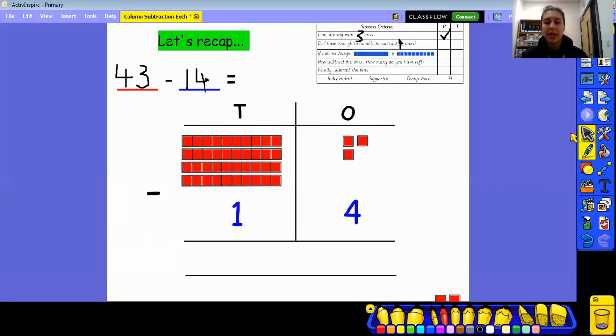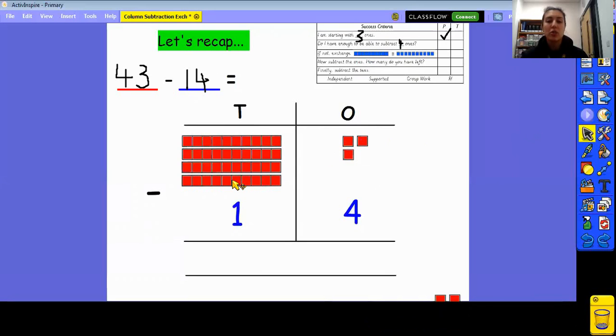That's right, well done. I need to make an exchange. So I'm going to take one of my tens from my tens column and put it into my ones column. But tens aren't allowed in my ones column, it's too big. So I'm going to exchange that 10 for 10 ones, which it is equal to.